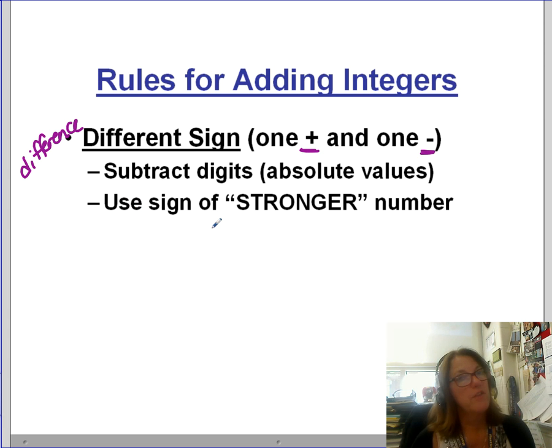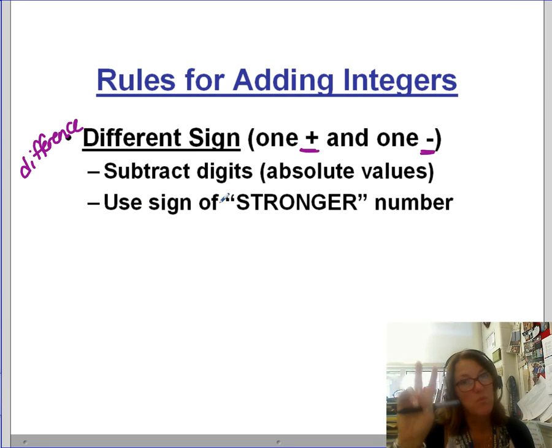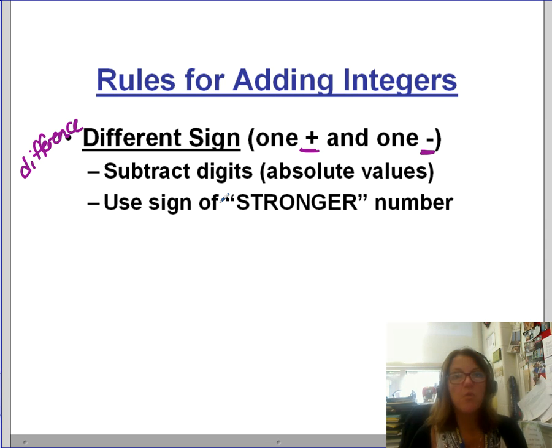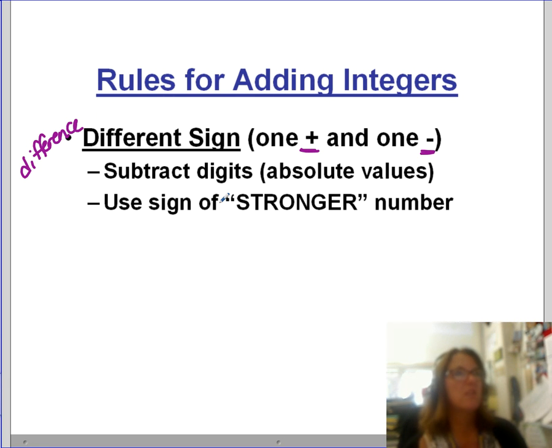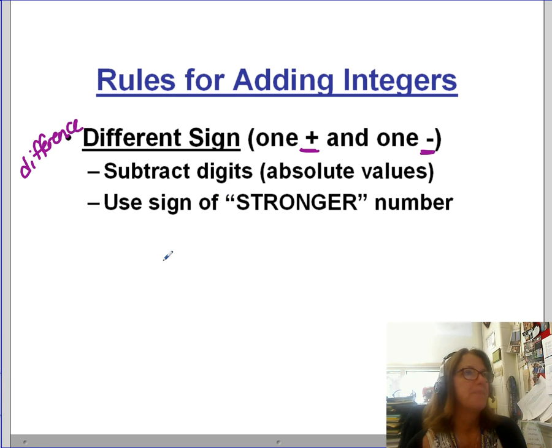The sign of your answer is going to be what I call the stronger or more powerful number. It's like a tug of war. Who has more on their team? Who's going to win? Let's take a look at some examples of this.